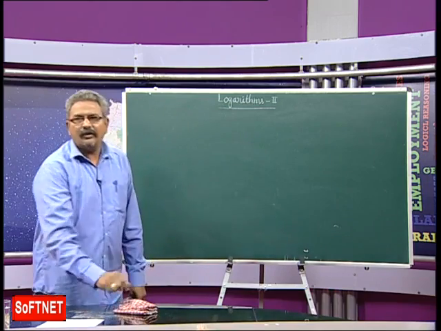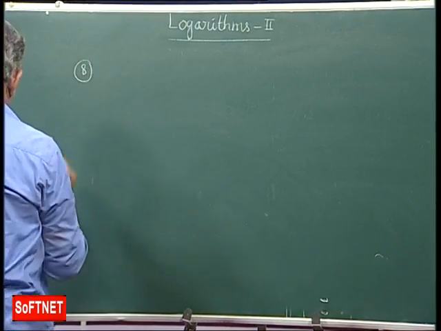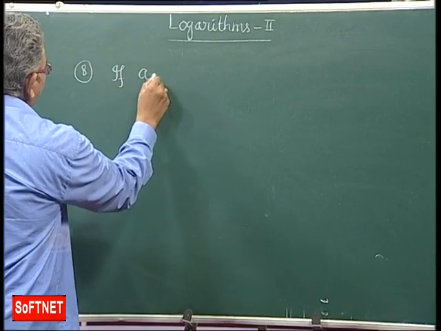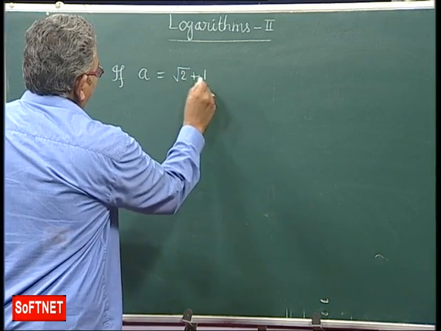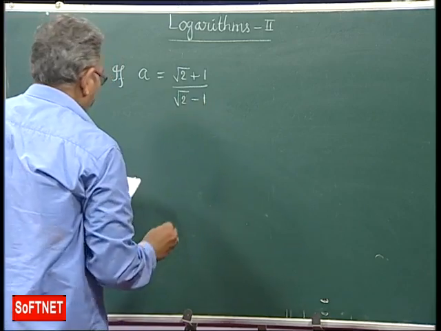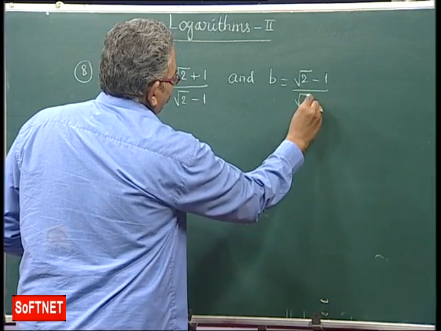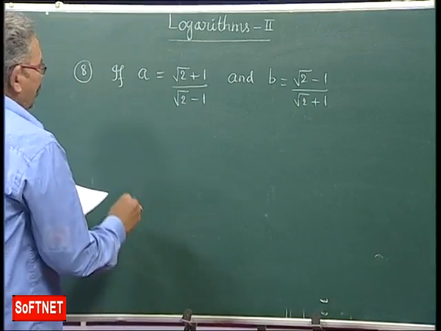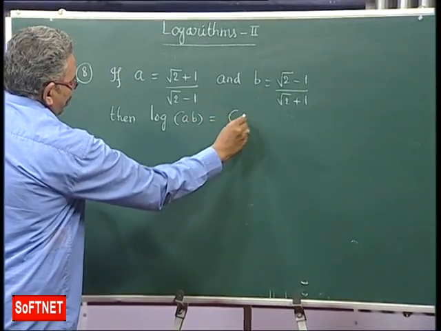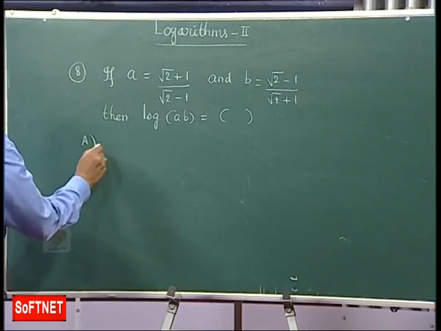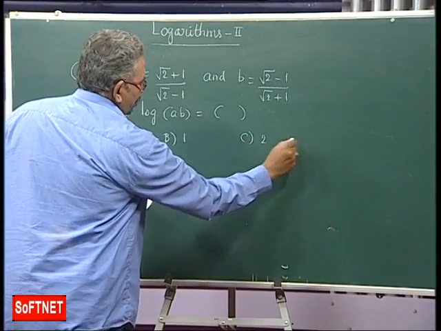Okay, let us discuss one more connection problem. A is equal to root 2 plus 1 by root 2 minus 1, and B equals root 2 minus 1 by root 2 plus 1, then log of AB equals: A 0, B 1, C 2, D 3.